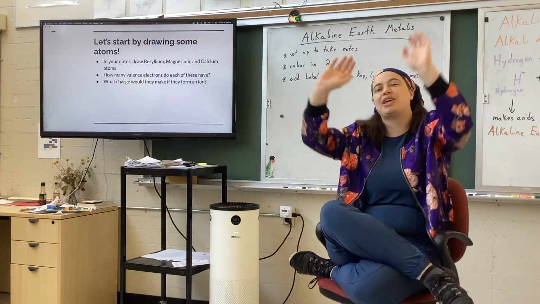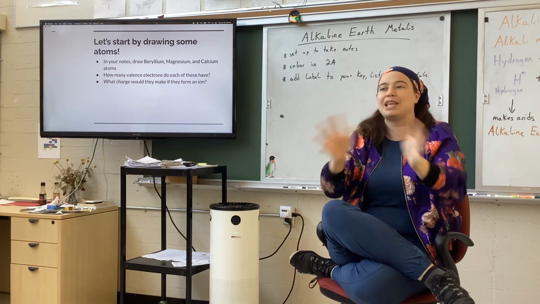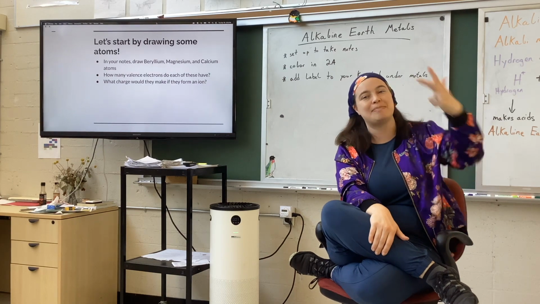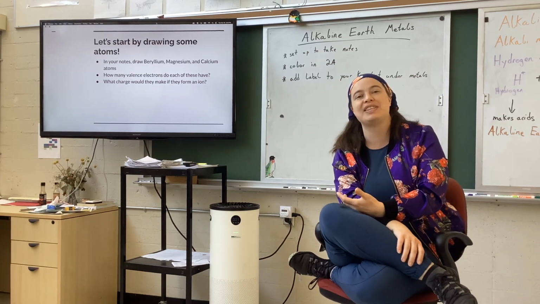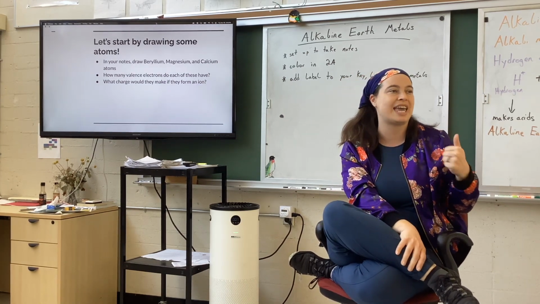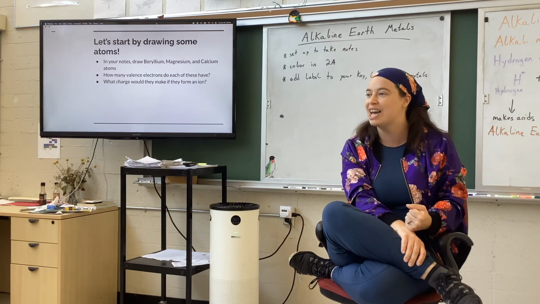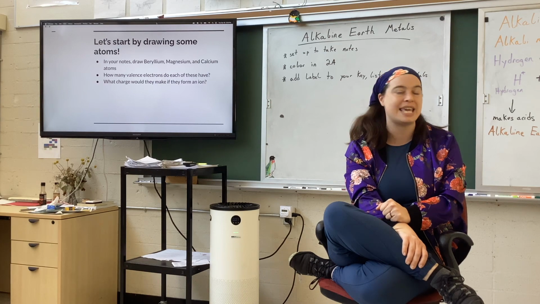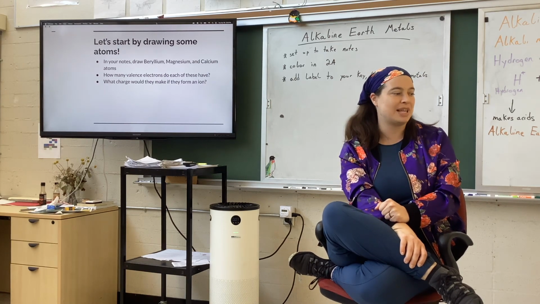Let's get started with having you practice drawing some atoms. So planetary models. I want to see planetary models for beryllium, for magnesium, and for calcium. As you're doing this, as always, I want you to pay attention. Like, hey, if these things were to form an ion, how would they do that? What would the charge of that ion be? So let's draw some planetary models.